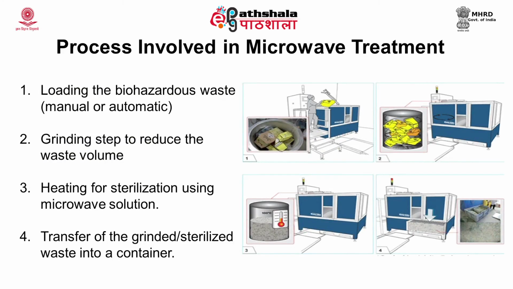This figure shows the various processes involved in microwave treatment. First, the biohazards are loaded either manually or automatically. The next step is the grinding step, which reduces the waste volume. Third, it is heated for sterilization using microwave, and fourth is the transfer of ground and sterilized waste into a container.